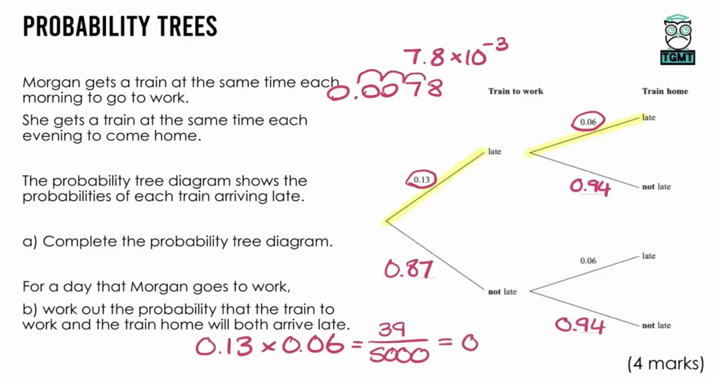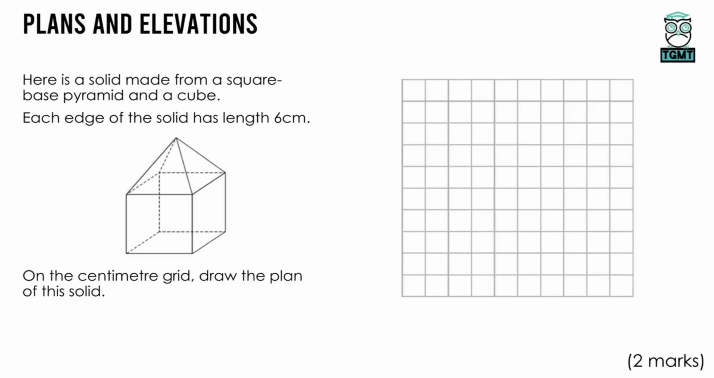I'll write that down here as well, 0.0078. Or, of course, as I said, you can write that as a fraction. But there we go, there is our final answer for the probability tree. Okay, and onto a plan and elevation.